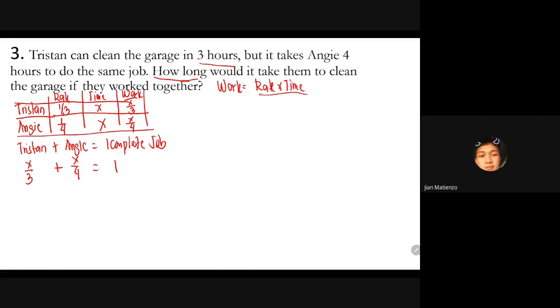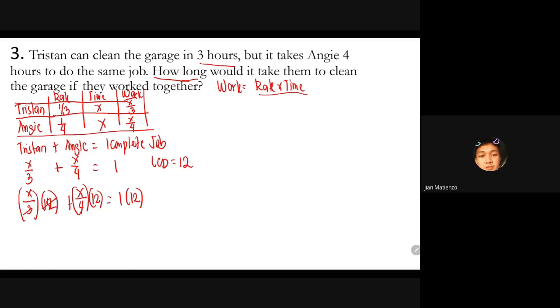So, the LCD now will be equal to 12. You multiply the LCD to each of the terms. That will be x over 3 multiplied by 12 plus x over 4 multiplied by 12. To balance the equation, syempre, kung nagsasabon ka sa kabilang pisngi mo, dapat yung kabilang pisngi sasabunan mo rin, yung 1, i-multiply mo rin yan sa 12.